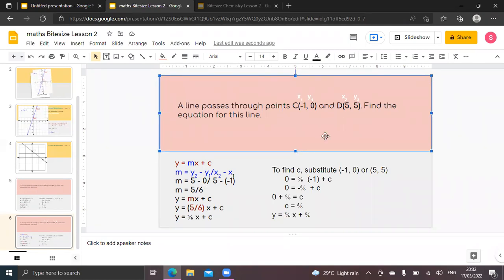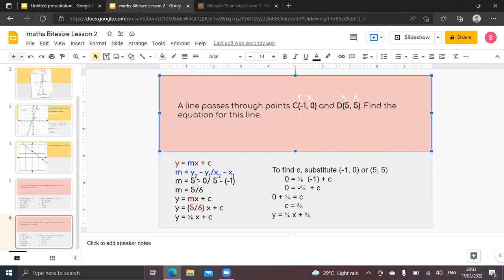So y2 is 5, so just put 5 here, and then y1 is actually 0, so 5 minus 0, divided by, okay, what is x2? x2 is 5. What is x1? x1 is minus 1. Now when you have a minus number, you can put it inside the bracket. Originally the formula is minus x1, and x1 is actually minus 1, so I put minus and then put the minus 1 inside the bracket.